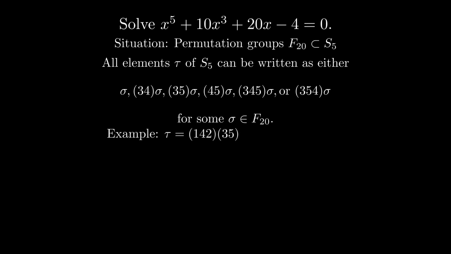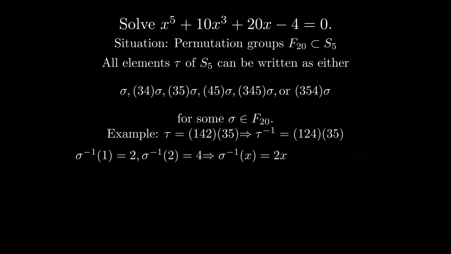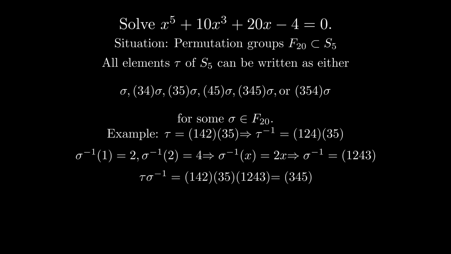Say tau equals (1 4 2)(3 5). So then tau inverse is just tau, but the numbers reversed. So it's (2 4 1)(5 3), or (1 2 4)(3 5). So since tau inverse sends 1 to 2 and 2 to 4, so should sigma inverse. Then since F20 acts by linear functions on indices, this linear function should be multiplication by 2. As cycles, that's (1 2 4 3). Then tau times sigma inverse is this product, and working it out from inside out, 1 goes to 2 goes to 1, etc. The product actually is (3 4 5).